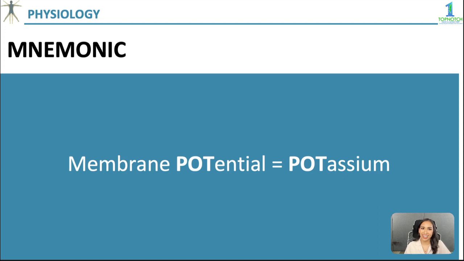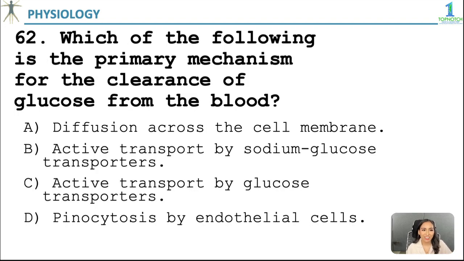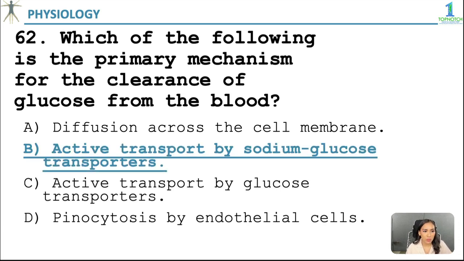potassium. Okay. Alright, 62. Which of the following is the primary mechanism for the clearance of glucose from the blood? Is it because of diffusion, sodium-glucose transporters, or endothelial cell pinocytosis? The correct answer is letter B, active transport by sodium-glucose transporters.